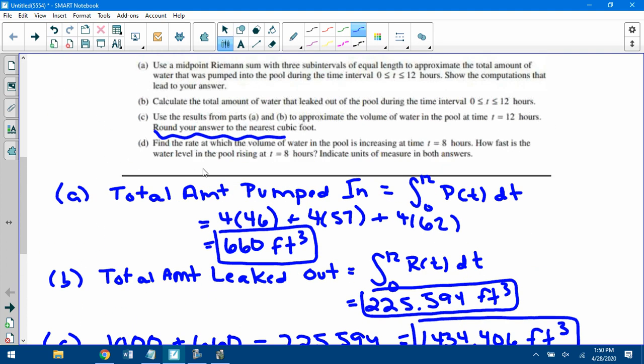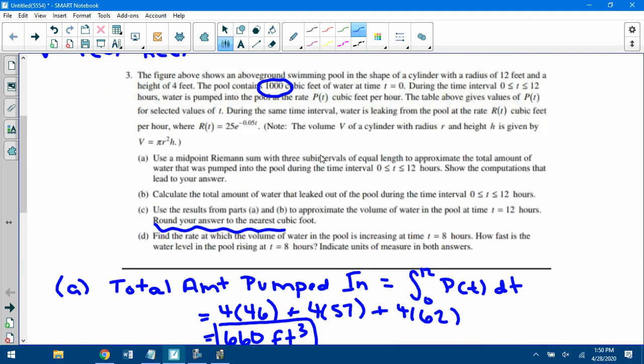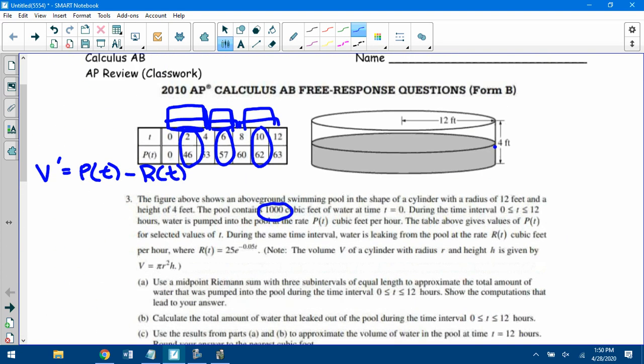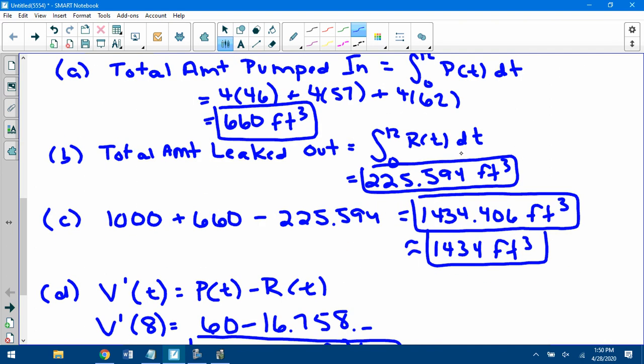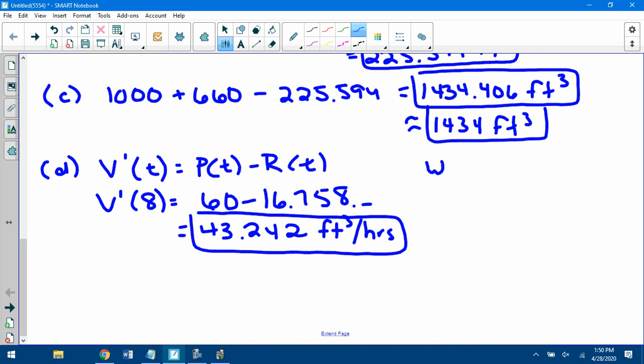How fast is the water level of the pool rising at t equals 8? How fast is this water level rising? Well, at any given time, we'll call this water level h. This radius is constant. That's always 12 because it's a cylinder. So this is a related rates question. For the second part of this, we want dh dt. And when do we want it? Now, when t equals 8.